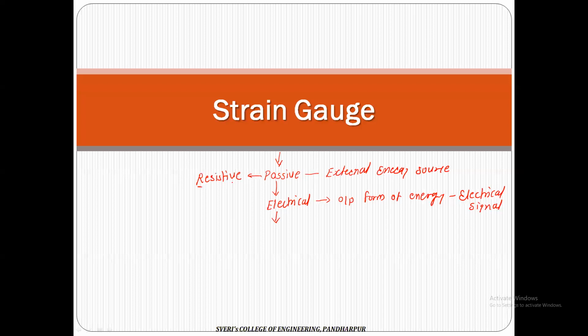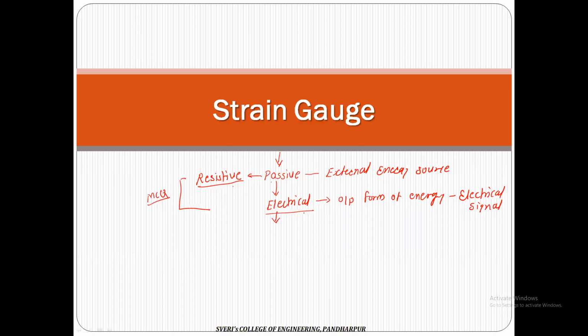Now, why resistive? Because applied strain will change the resistance of that transducer. That's why it is called a passive resistive type of transducer. And as the output of this transducer is an electrical signal, that's why it is called an electrical transducer. So please take a screenshot, because this will be asked as an MCQ type of question, and give me the response. Yes, sir.